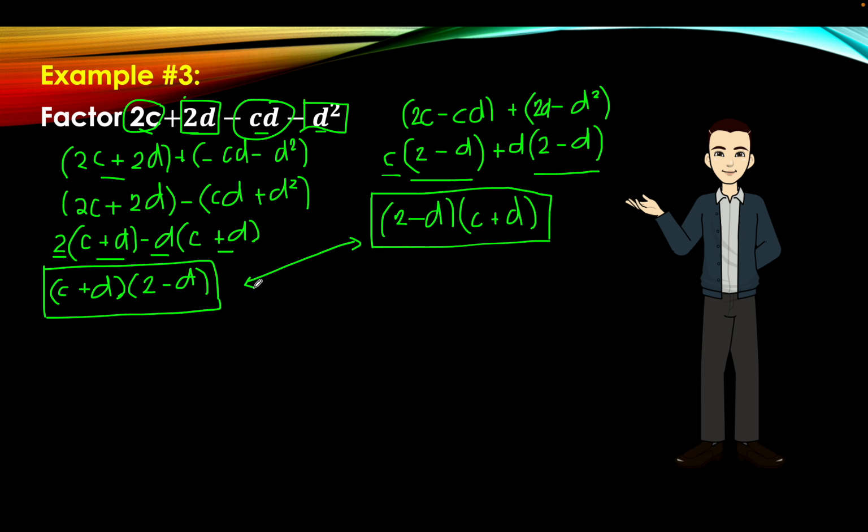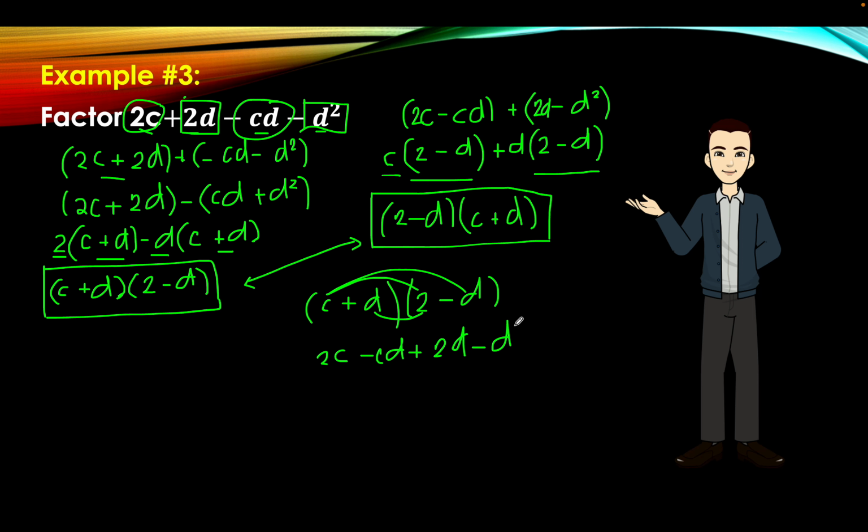Just simply multiply the two binomials, or you can use the FOIL method. In this case, we have C plus D times the quantity 2 minus D. And we have C times 2, so we have 2C, and C times negative D, we have negative CD, and D times 2, so we have plus 2D, and then D times negative D, so we have negative D squared. And we just need to rearrange the terms a little, and presto, we've got the correct factors.